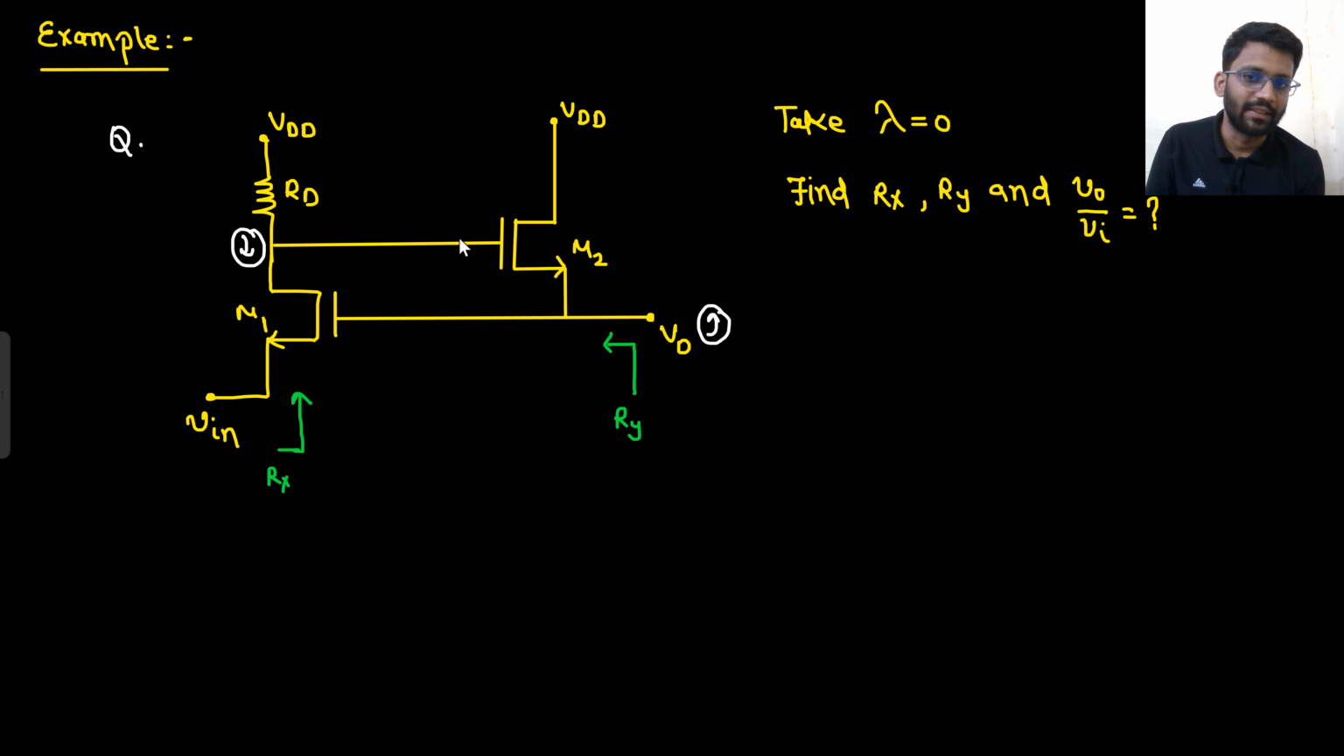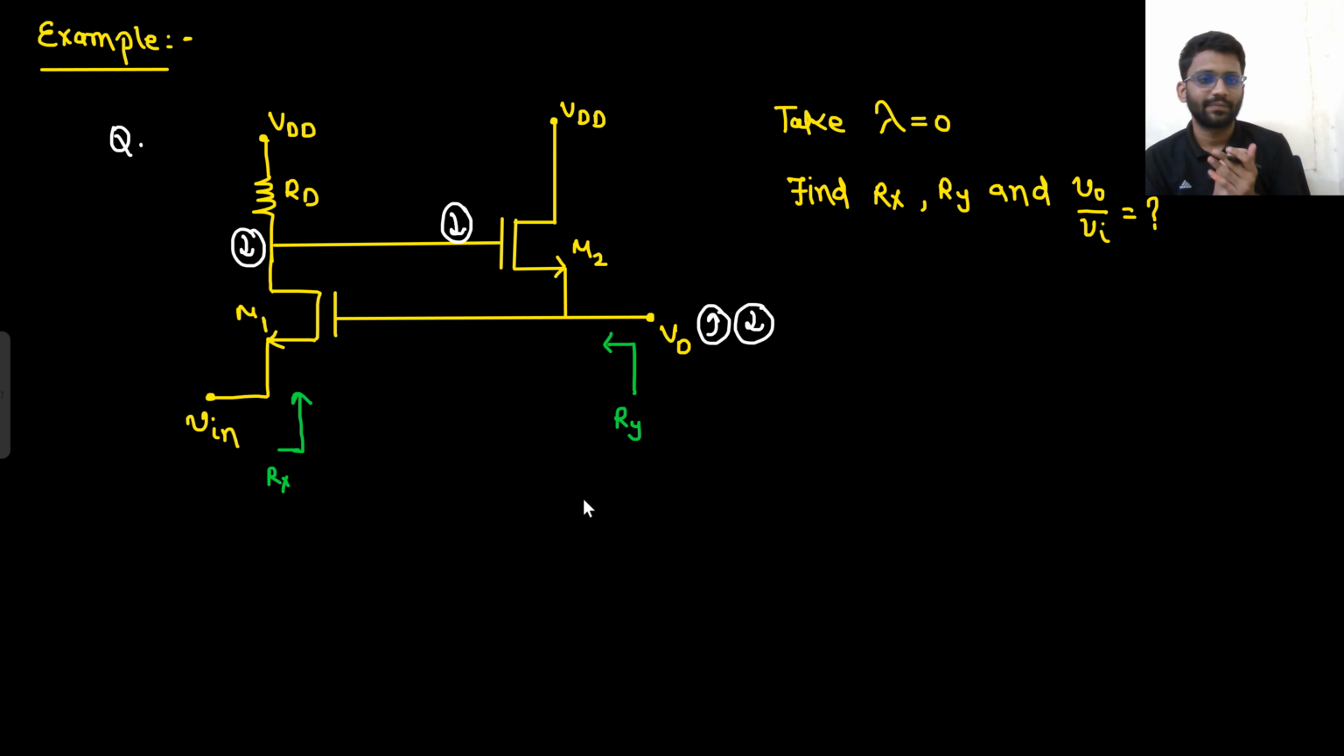If drain is decreasing here, if this node is decreasing, then what will happen to this node? This node will decrease. Clear? Now people will have a doubt: sir, why did you not do this, that if this node increases, then this node will also increase, because from here to here there is 0 degree phase shift. What did I tell you?